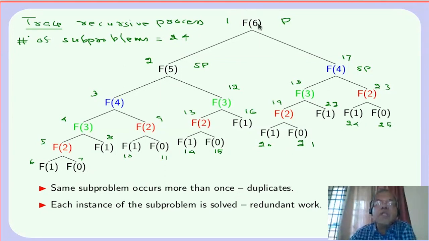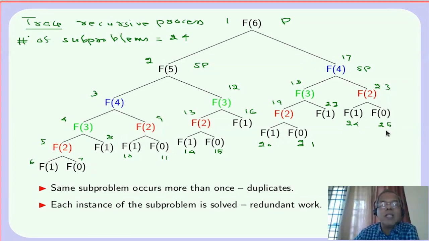To solve f of 6, we may need to solve only f of 5 and f of 4. To solve the problem, we have to solve only 2 subproblems. But the 2 subproblems are not base cases. If f of 5 and f of 4 were base cases, then we may say totally we solve only 2 subproblems. The question is, in all, totally, how many subproblems need to be solved? The answer is 24.